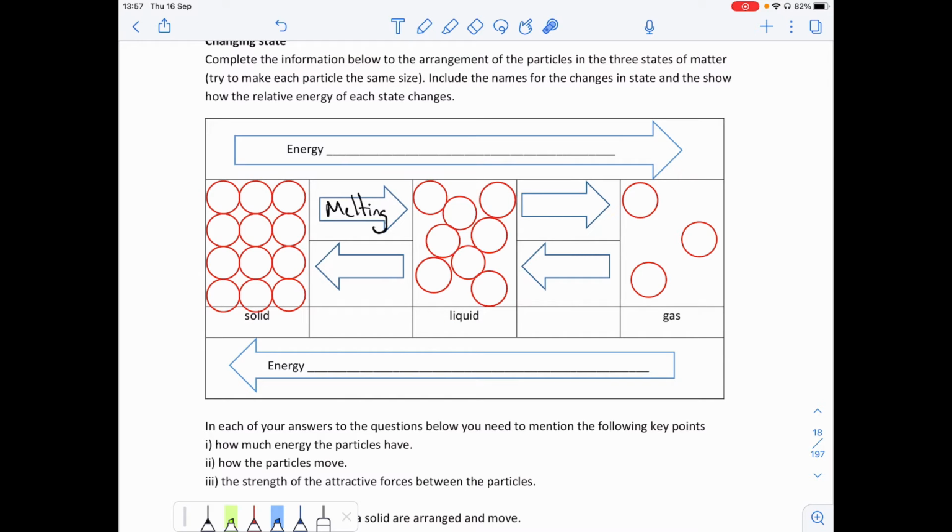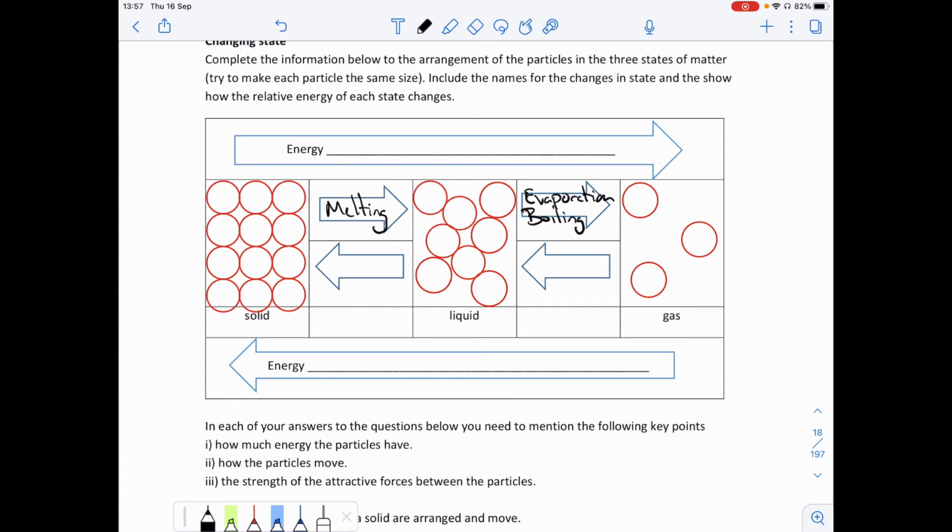Let's look at the next change. So here we're going to go from a liquid to gas. So the name for that change that we undergo, we can have evaporation, or we can talk about boiling. Boiling happens at a specific temperature. So in our example of water, the boiling would happen at 100 degrees. Evaporation can happen at any temperature. It won't happen at the boiling point. It doesn't need to happen at the boiling point.